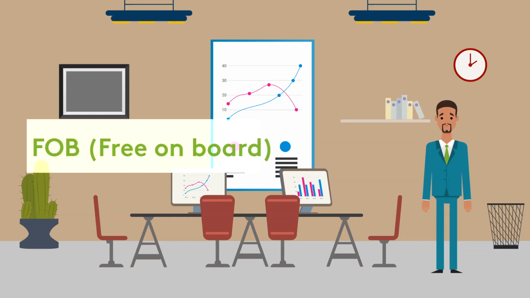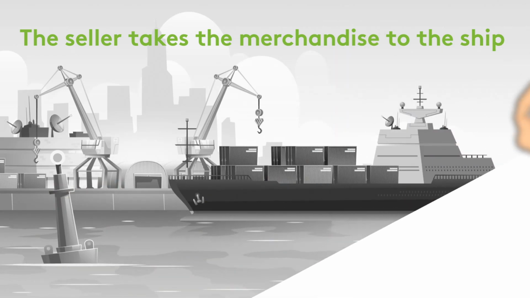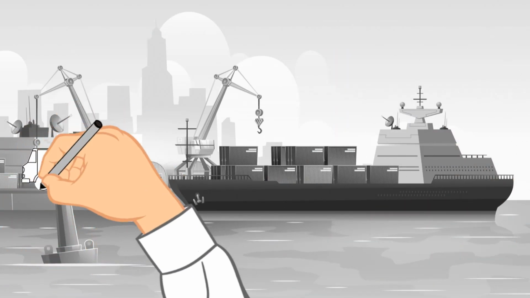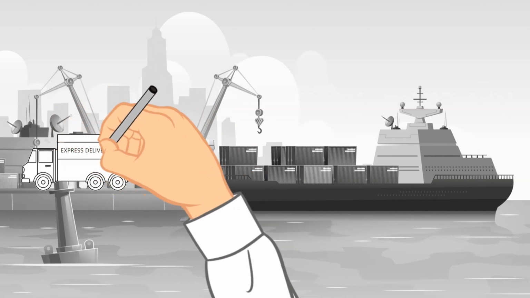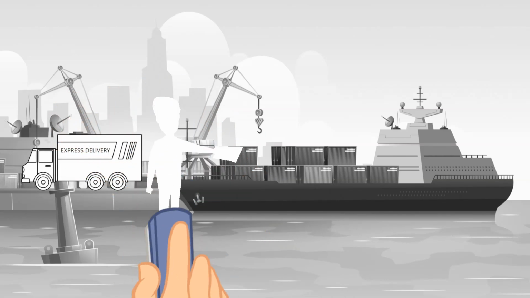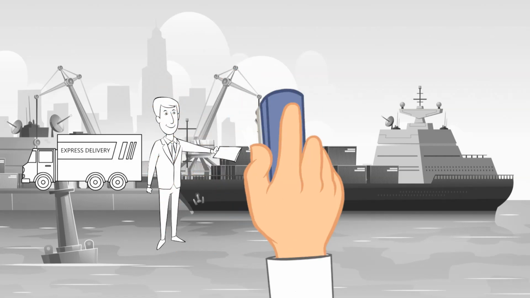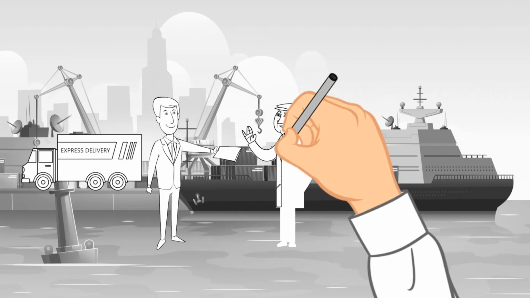The second group, FOB, free on board. According to the FOB Incoterm, the seller takes the merchandise to the ship. He must pay the cost of transportation from his warehouse to the ship and is also responsible for the security of the merchandise. The documentation of the export is achieved by the seller, while the documentation and import clearance and duties are accomplished by the buyer.